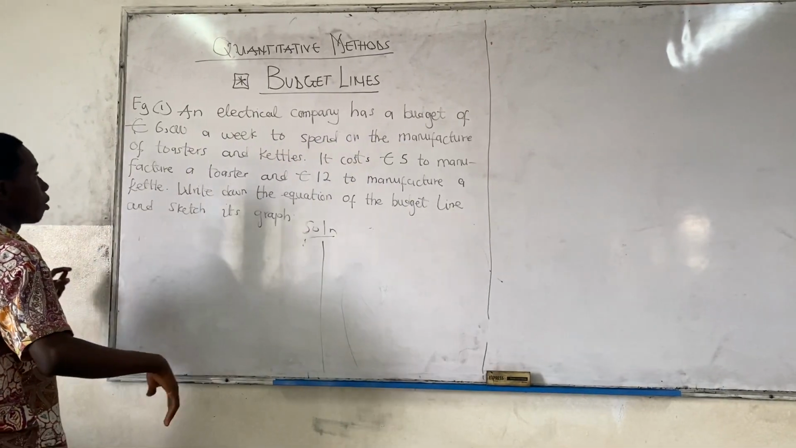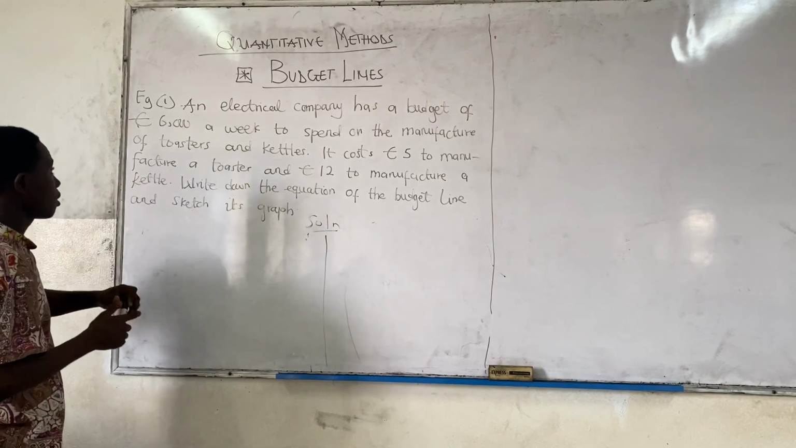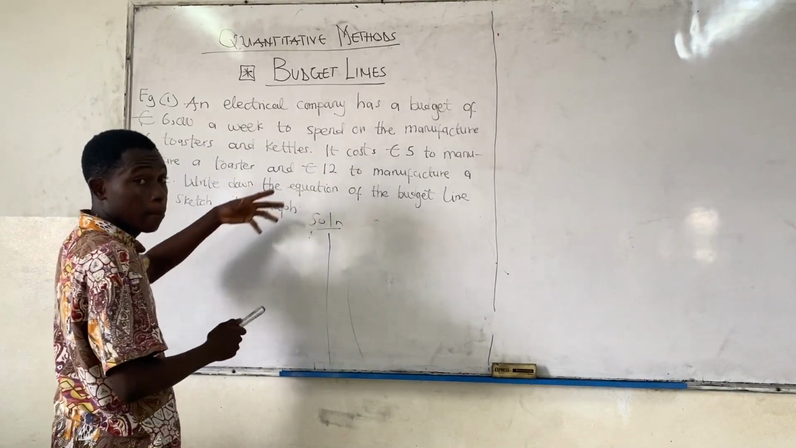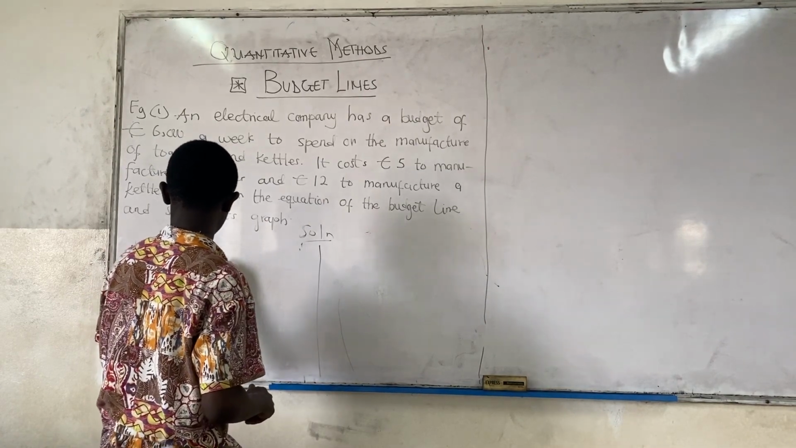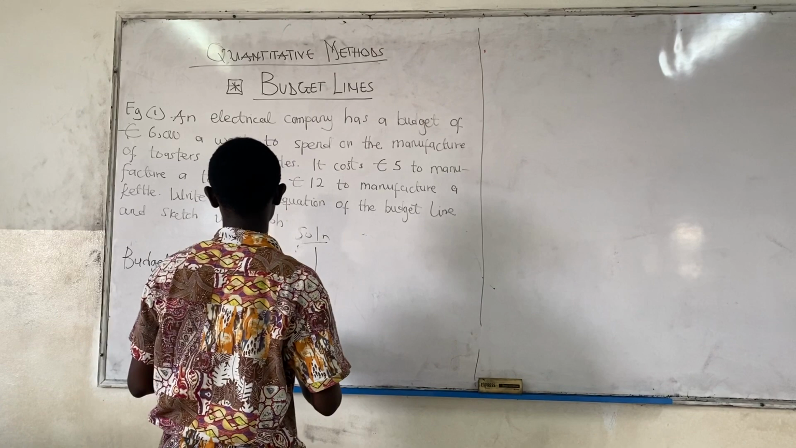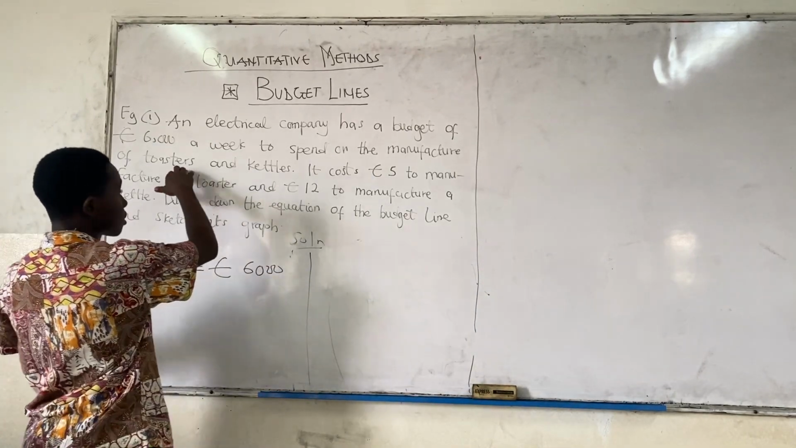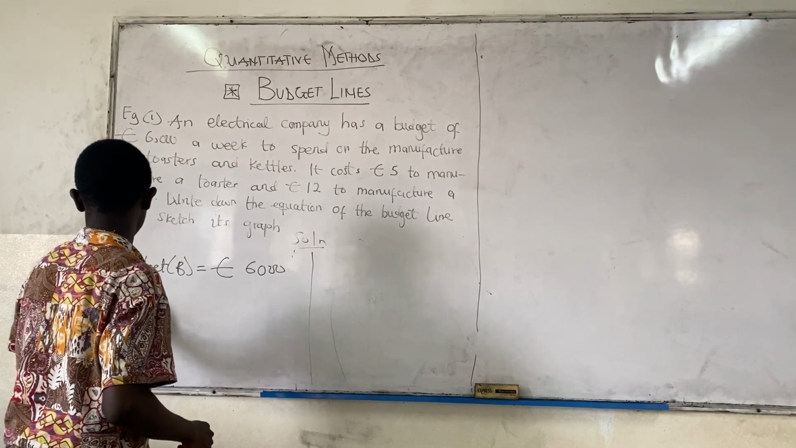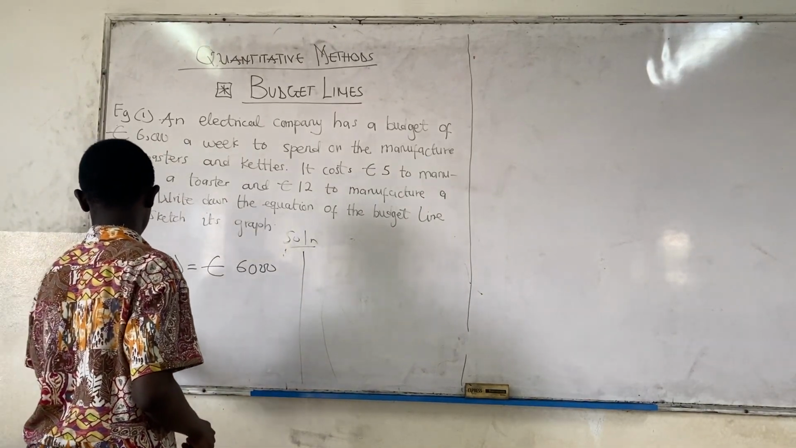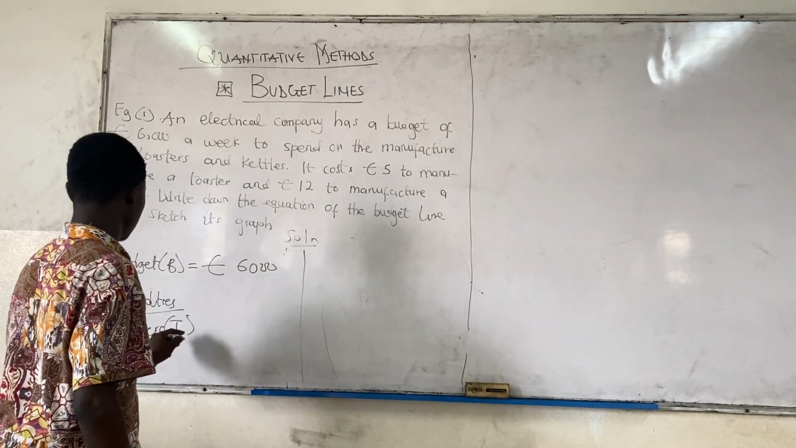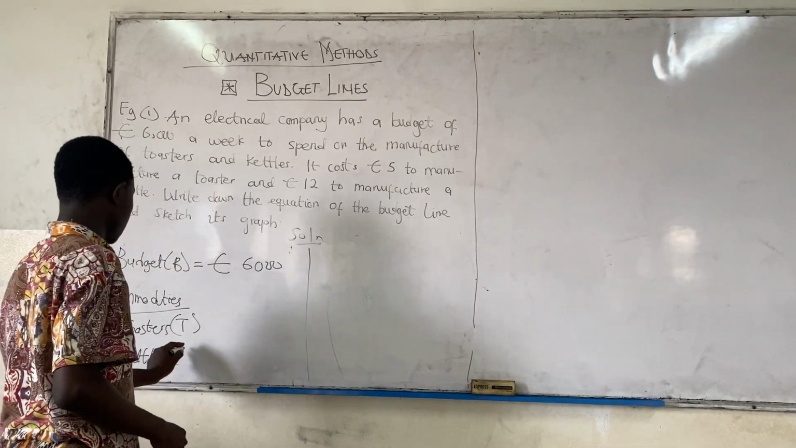So basically, when you study the question very well from the beginning, it said an electrical company has a budget of 6,000 euros. So meaning that the 6,000 euros becomes your budget. Then the commodities given in the question are toasters and kettles. We represent the commodities by letters. Toasters are represented by an alphabet T. We move on to the kettle, an alphabet K. Very good.